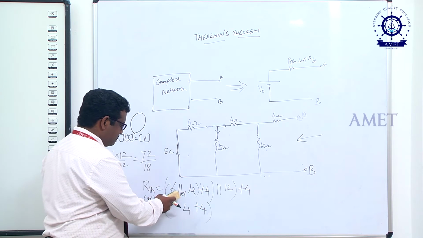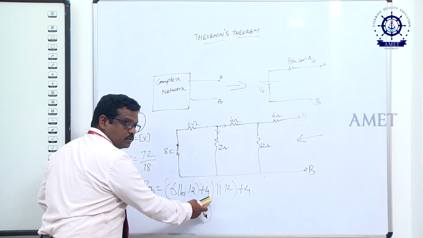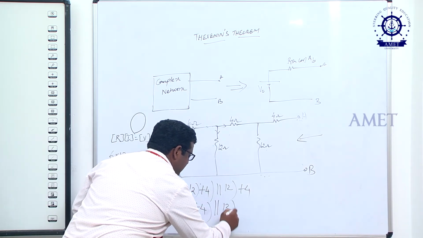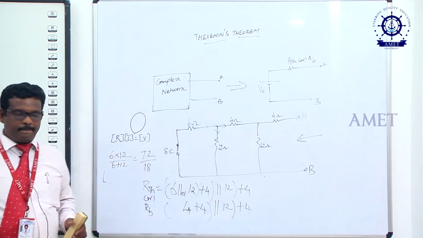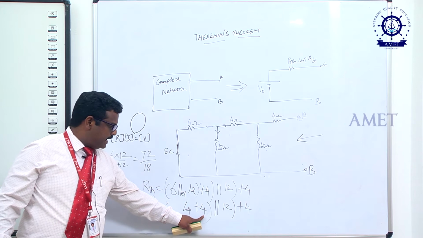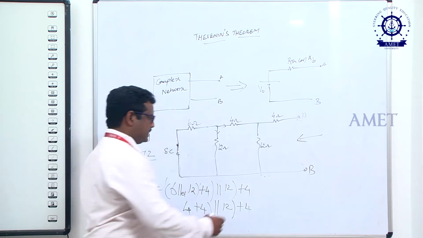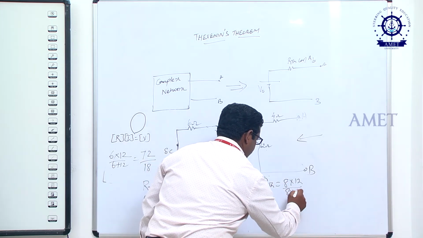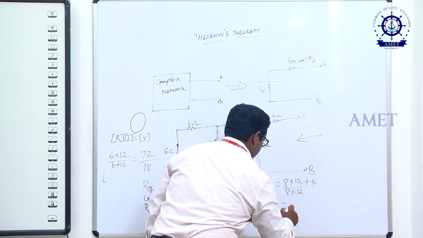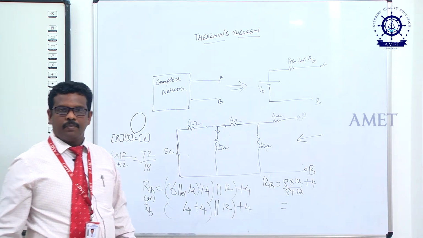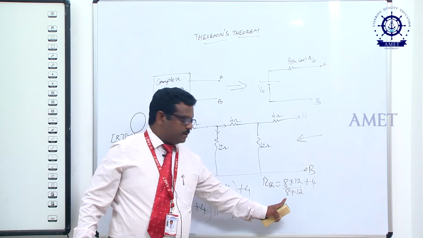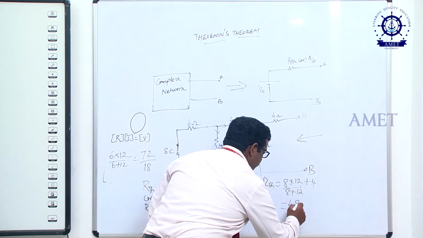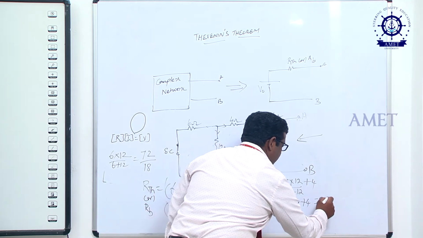This will become 4 ohms plus this one 4 ohms, which is in parallel with 12 ohm resistance, in series with 4 ohm resistance. Now 4 plus 4, 8 ohm resistance in parallel with 12 ohm resistance. So this will become 8 into 12 divided by 20, that is 4.8, plus 4 is equal to 8.8 ohms.